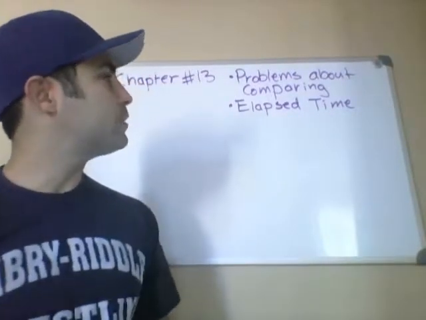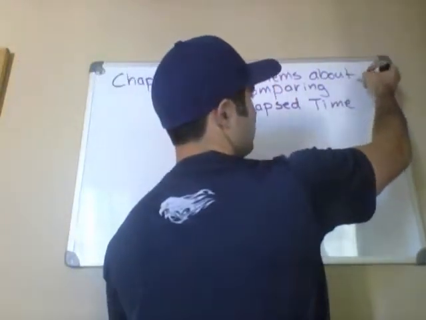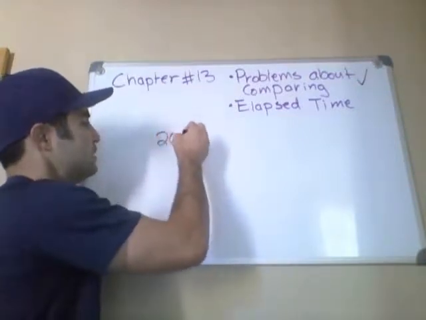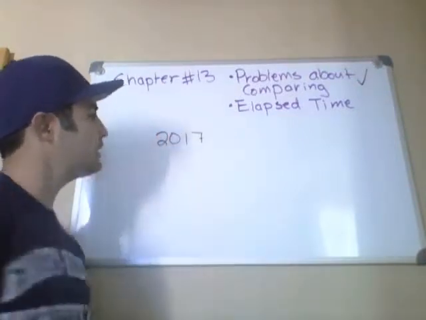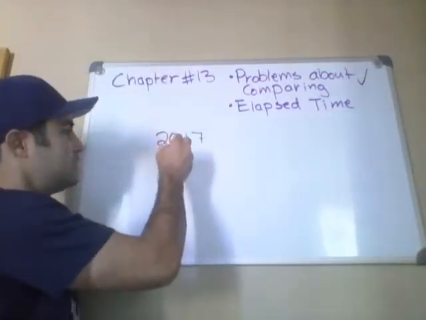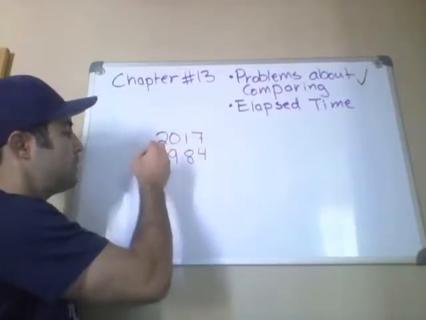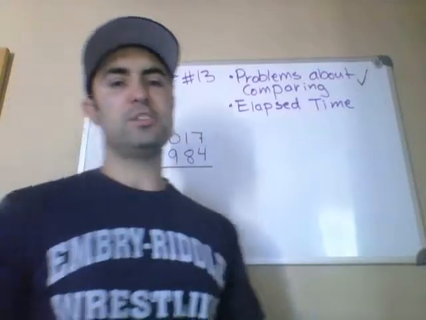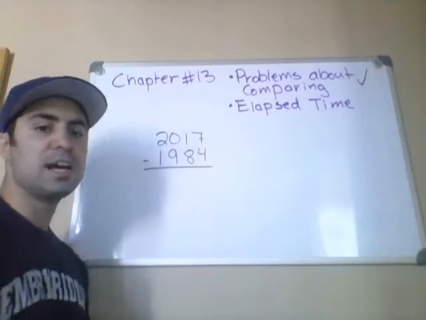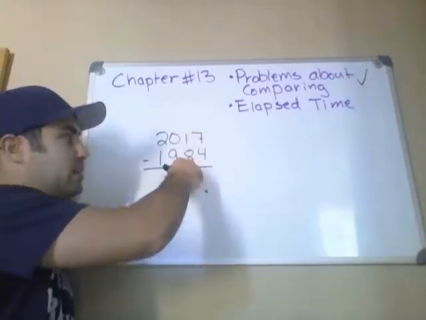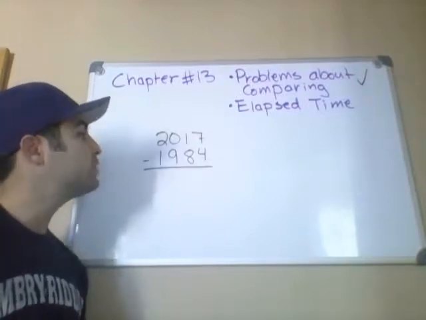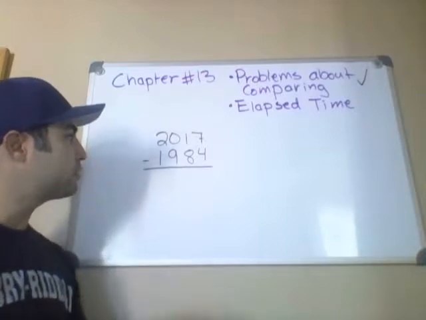Alright, let's talk about a different type of problem. Problems comparing we are done with. Check. Now elapsed time. Right now it is 2017. Okay? I was born in 1984. I think that's when the Ninja Turtles were created. So we are going to subtract those two problems to see how much time has elapsed since the time I was born until current time.